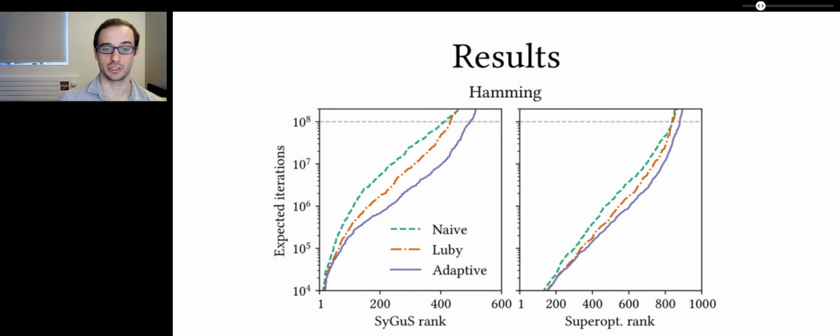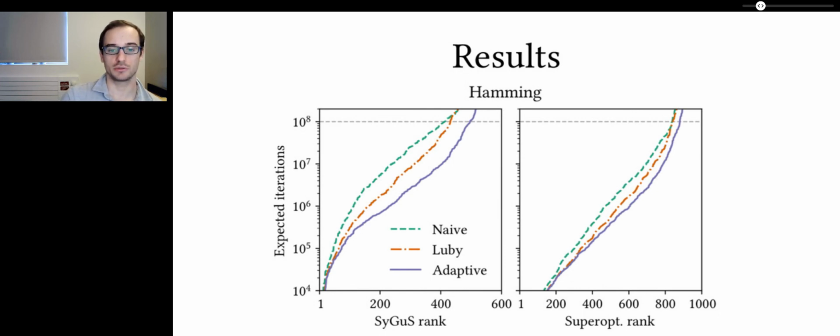So this is the resulting cactus chart for one of the cost functions that we compared with. And here the vertical axis is the expected iterations, where lower is better. And we can see that the adaptive algorithm always, essentially at every rank, outperforms both the Luby and the naive algorithm. We can also see that the adaptive algorithm outperforms the Luby algorithm about as much as the Luby algorithm outperforms the naive algorithm. By comparing a horizontal line on this chart, we can also see that the adaptive algorithm within any given cutoff is able to synthesize a higher fraction of the benchmark than the other techniques.